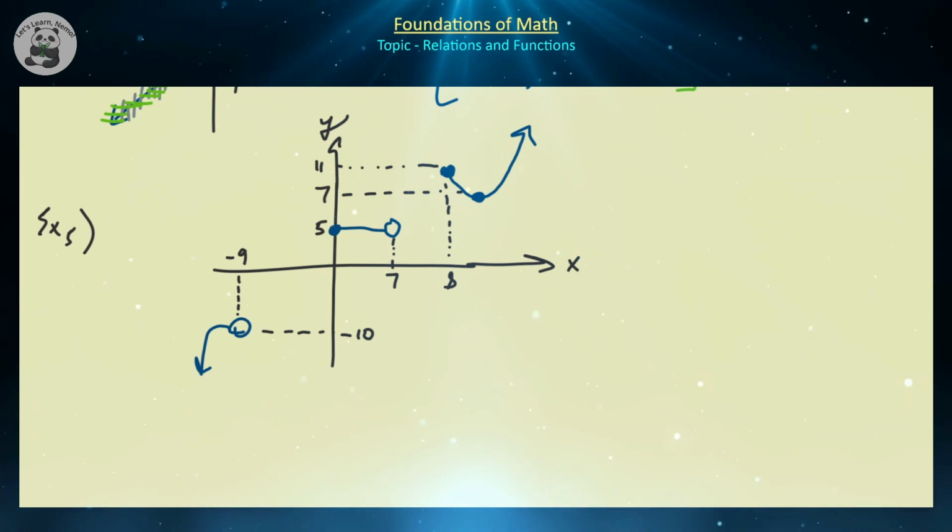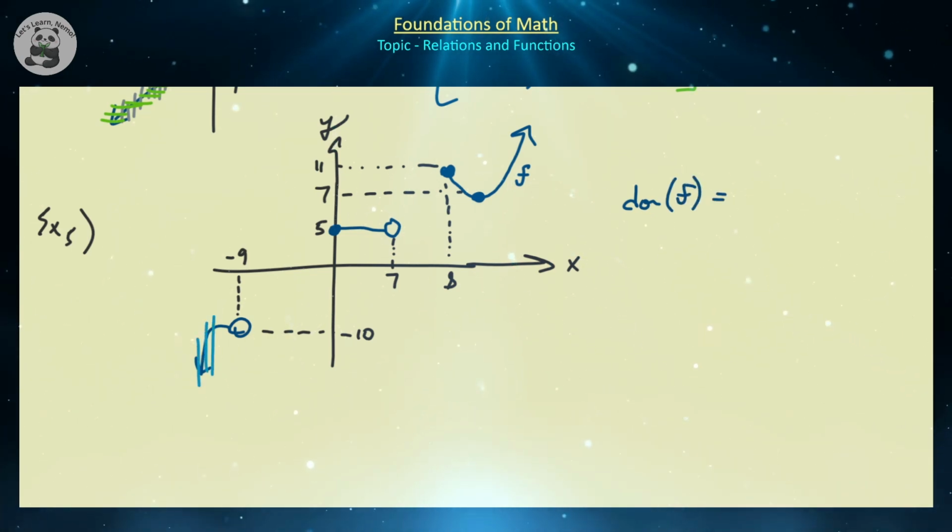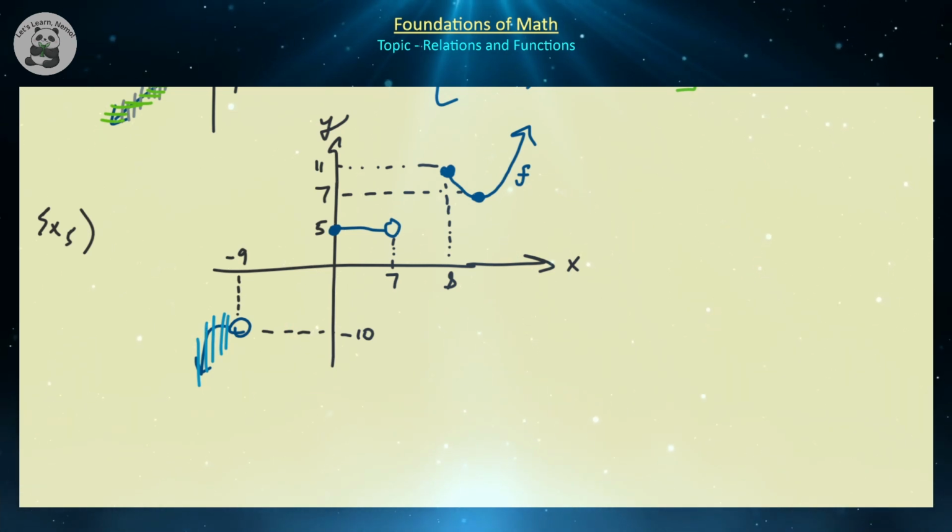So what is the domain and range of this relation? And let's call this relation f. So you may want to pause this video and try this on your own. So the domain of the relation f is going to be equal to what? So we're going to have vertical lines crossing everywhere to the left of minus 9. So minus infinity up to minus 9. We actually probably need a little bit more room to write this.